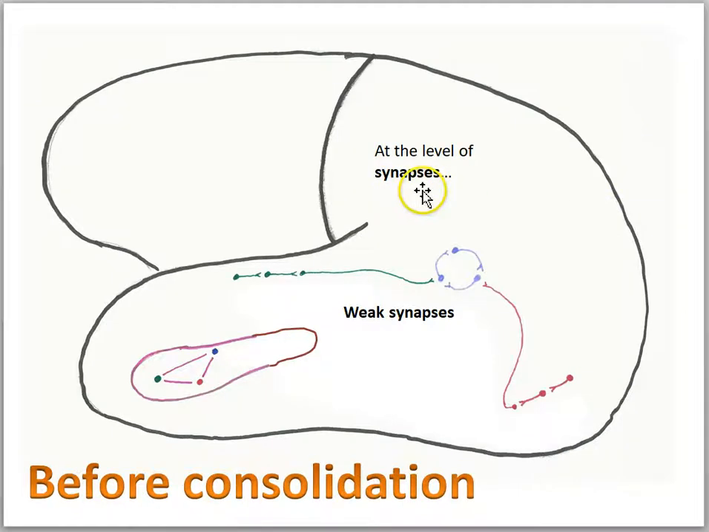So at the level of synapses, now we're showing the cortical association areas here with individual nerve cells, and we've got synapses there. At the level of synapses before consolidation, we might have a strong memory trace in the hippocampus, but weak synapses in the cortex, right?